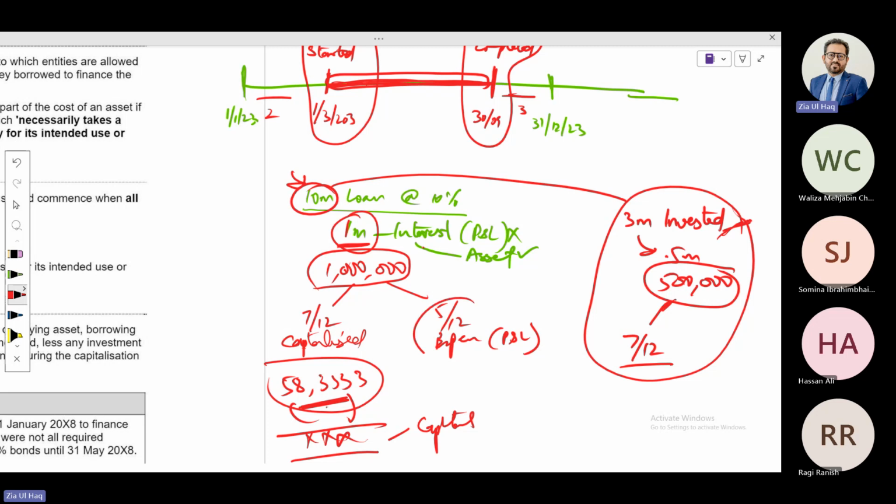So this 5 by 12 expenditure should be recorded in the profit and loss account, and out of this 5 by 12 should be recorded as other income in the profit and loss account. Can you understand this concept?